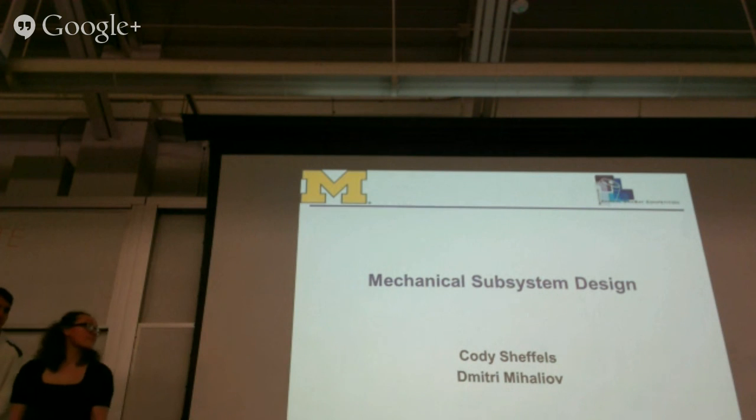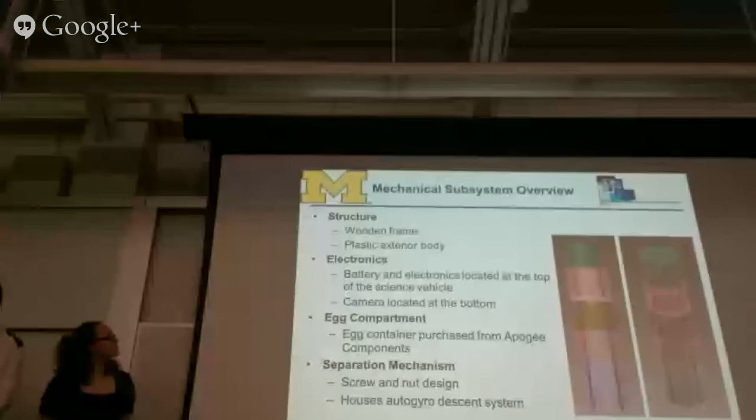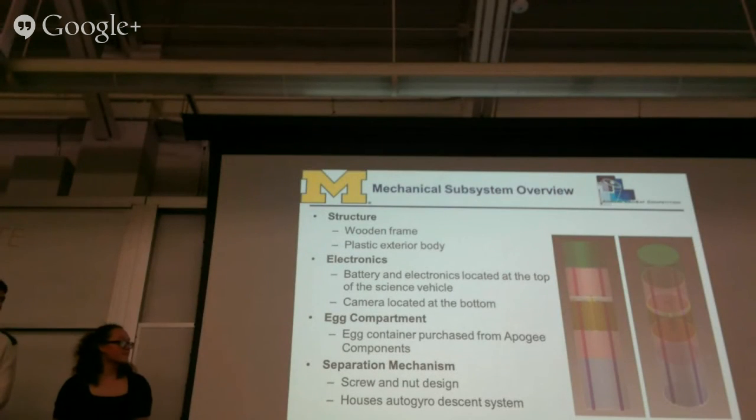I'm Cody Shuffles. I'm Dimitri. For the mechanical subsystem, our task was to design the structure for the CanSat. For this, we decided to use a wooden frame and plastic exterior body. The electronics will be stored at the top with the sensors located at the bottom. We already have the egg compartment, and that was for some of the components. And we have a separation mechanism that's a screw-up design, which will also house the autogyro.